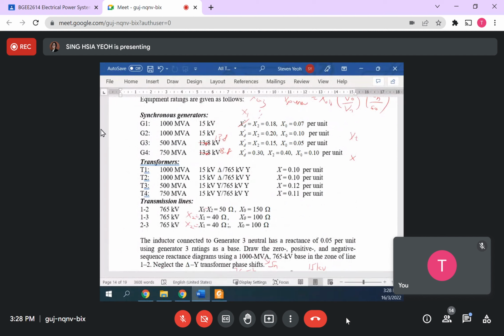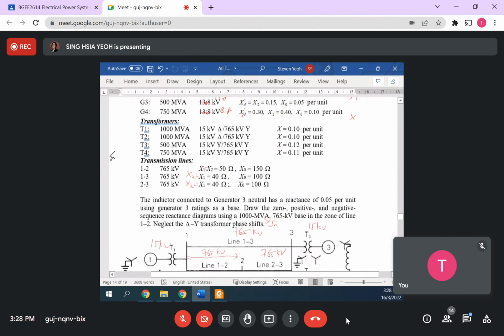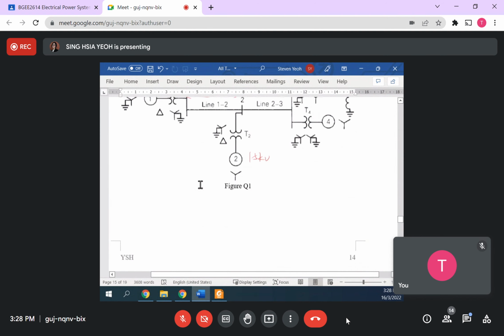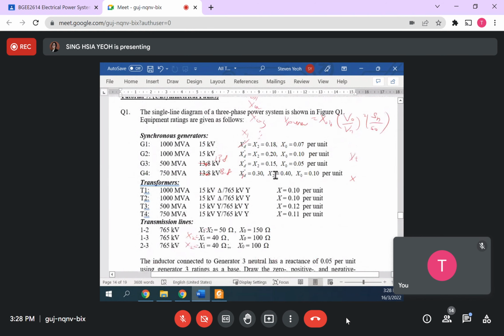This is X1, positive sequence. Positive sequence is 0.3, positive sequence given, right? 0.3. Is it? Yeah. Then old V 13.8, new V 15, to the power 2, S new over S old. So you should get 0.3386 jpu positive sequence. So for G4 negative sequence, it will be 0.4.